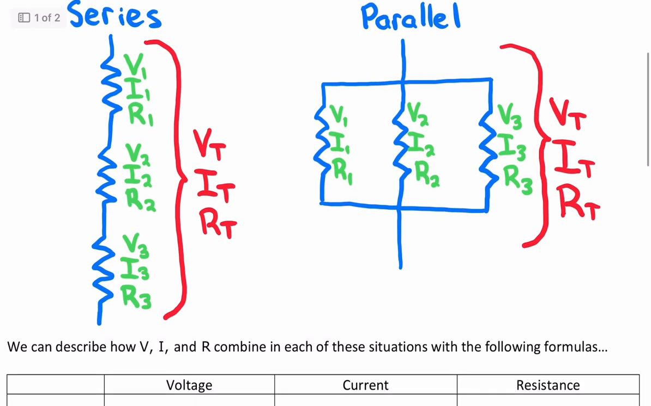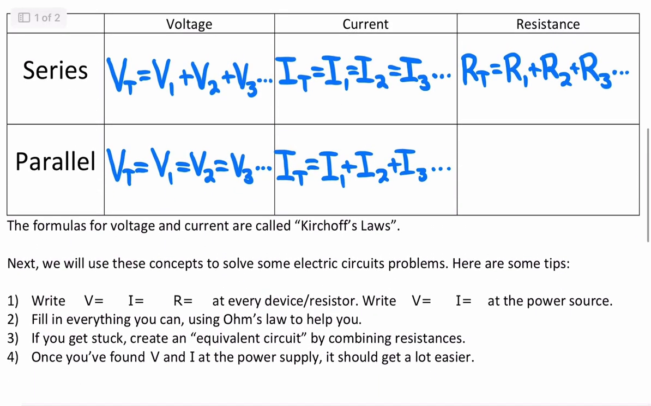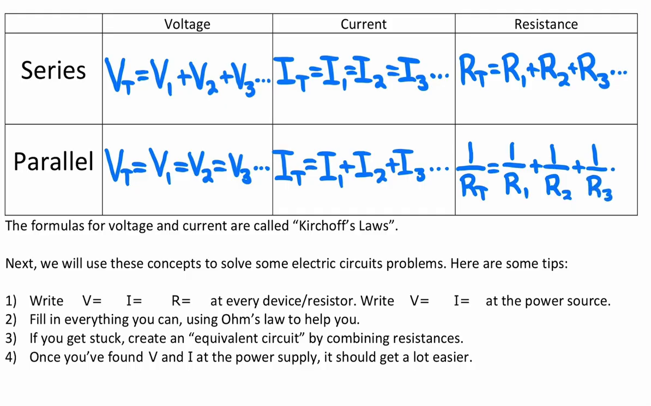Now, the way this works out mathematically is a little interesting, a little bit peculiar. The formula looks like this. It's got a bunch of fractions. So 1 divided by the total resistance equals 1 divided by the first resistance plus 1 over the second resistance plus 1 over the third resistance. So, quick recap.